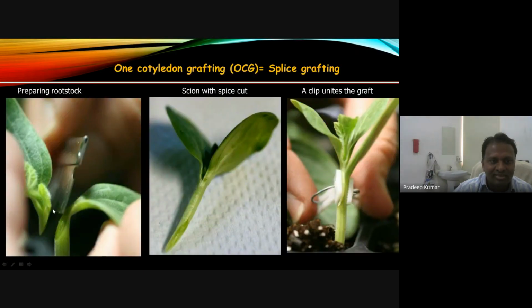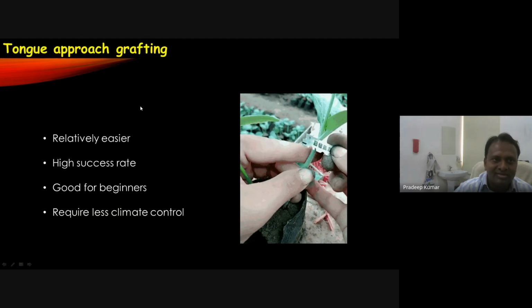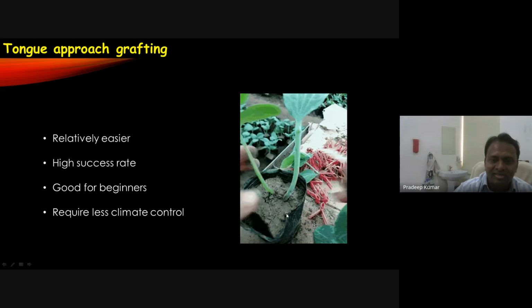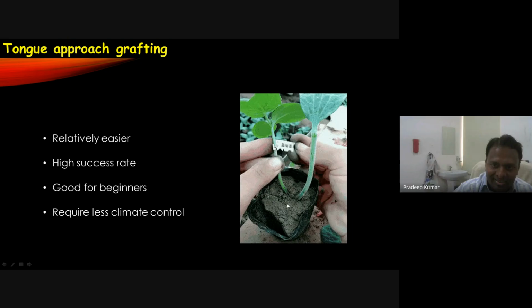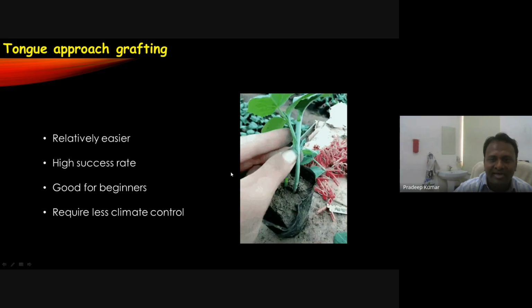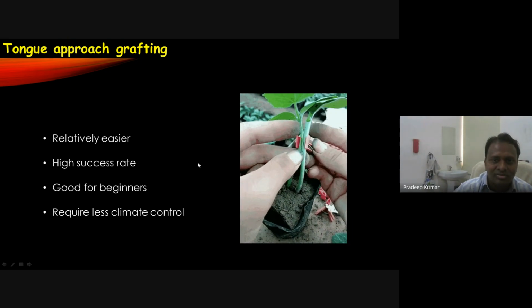Splice grafting, how it is done: the splice cut is made on the scion and the rootstock, and then the apical shoots are removed, and then the scion is cut like this, and it is attached with the help of a grafting clip. And then tongue approach grafting: two seeds are sown in the same cell, whether it's a bag like this or cocopeat-filled media in pro trays. So this is done like this.